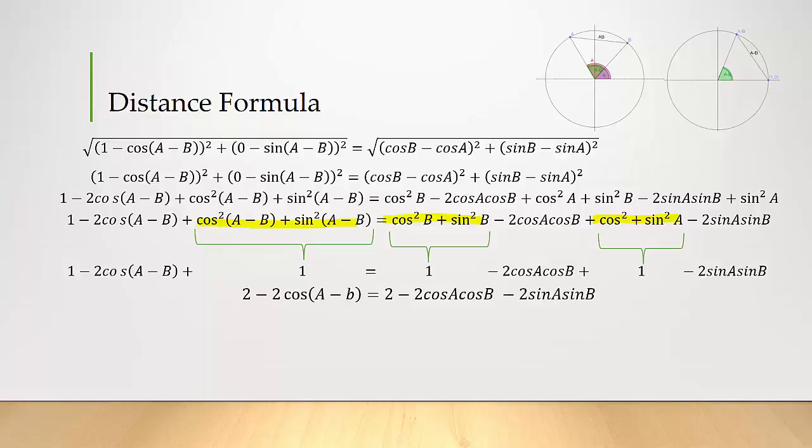Now if I combine all my terms together, I have 2 minus 2 times cosine of A minus B equals 2 minus 2 cosine A cosine B minus 2 sine A sine B.